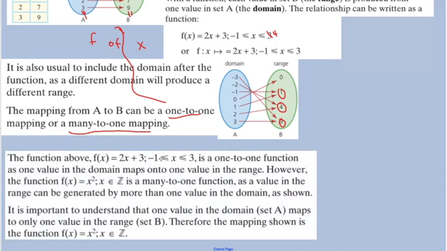The function above, f of x equals 2x plus 3, between -1 and 3, is a 1-to-1 function, as one value in the domain maps onto one value in the range. However, the function f of x equals x squared, where x includes a set of integers, is a many to 1 function, as a value in the range can be generated by more than one value in the domain, like -3 and 3 both go to 9. It is important to understand that one value in the domain, set A, maps to only one value in the range, set B. Therefore, the mapping is shown as a function as f of x equals x squared, where x is an integer.